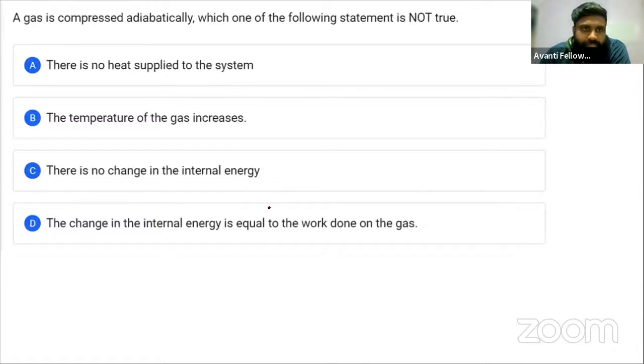Now, in the same way, in this question, a gas is compressed adiabatically. Which one of the following statements is not true? In these types of questions, try to read the question at least two times, so that if you find anything true, you will tick it. But in this question, the task is to select the not true statement. So if I talk about the first statement, there is no heat supplied to the system if it is compressed adiabatically.